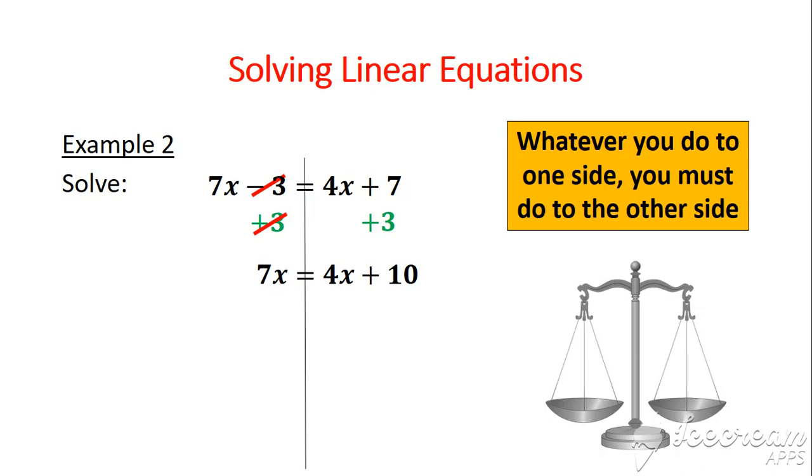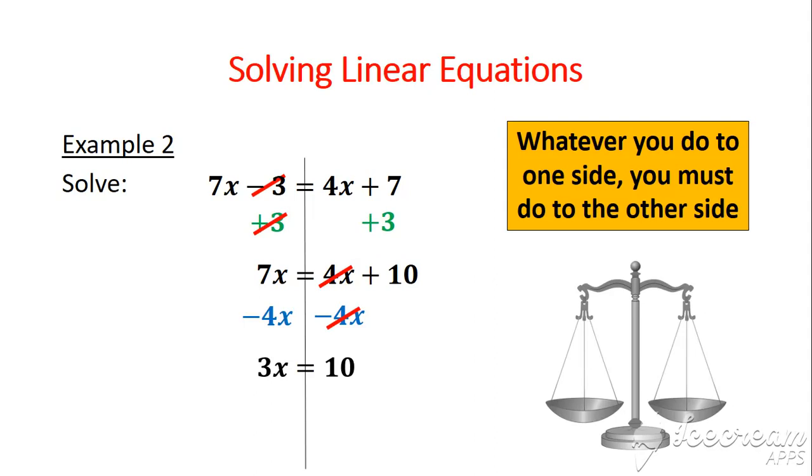Right, now, the 4x on the right-hand side, how do we get rid of it? We minus 4x, but I must minus 4x on both sides. On the left-hand side, 7x minus 4x leaves 3x. And on the right-hand side, the 4x minus 4x cancels to 0, and we're just left with the plus 10, or 10. So we've got 3x is equal to 10.